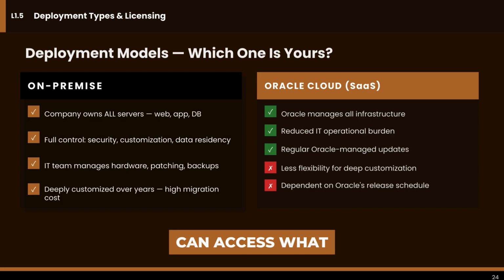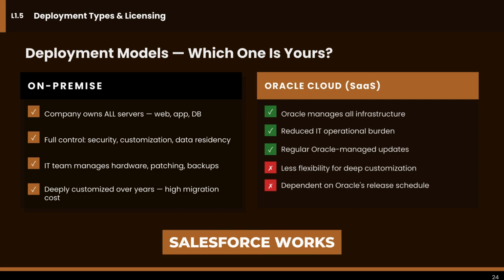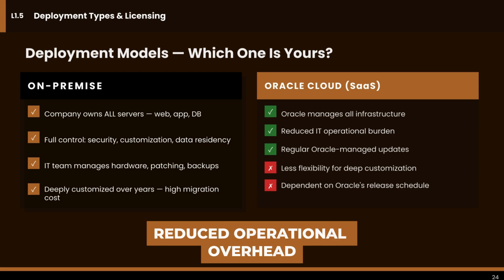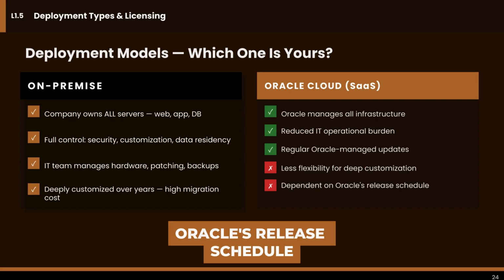You control who can access what, you control when you patch, you control how deeply you customize Siebel to match your exact business processes. Oracle also offers Siebel as a cloud-hosted service. In this model, Oracle manages the infrastructure and you consume Siebel as a service, similar to how Salesforce works. The advantage is reduced operational overhead. You do not worry about servers or patches. The disadvantage is less flexibility for customization and dependence on Oracle's release schedule.